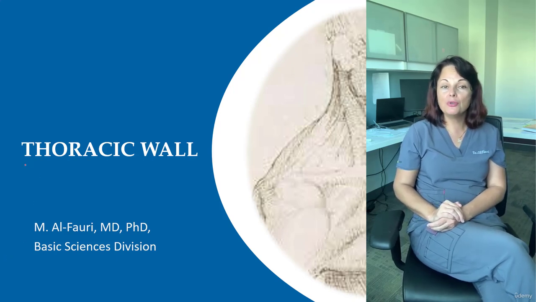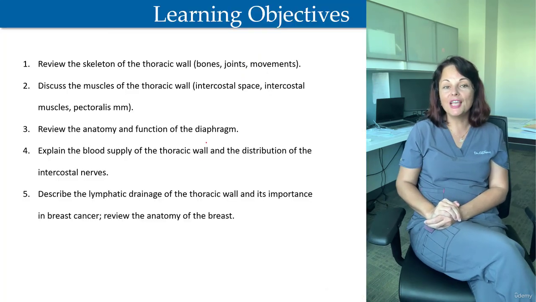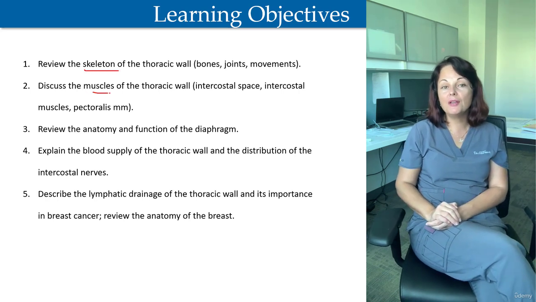Today we are going to talk about the features of the thoracic wall. We'll discuss the arrangement of the rib cage, the muscles we have here, and the neurovasculature of the thorax. Let's begin.